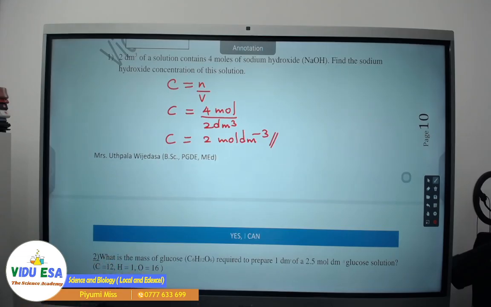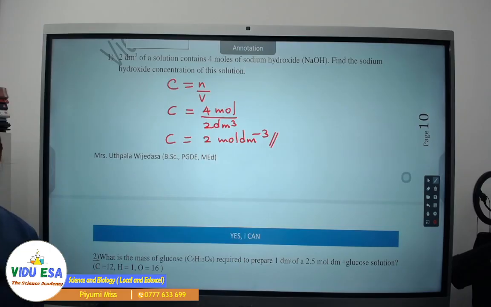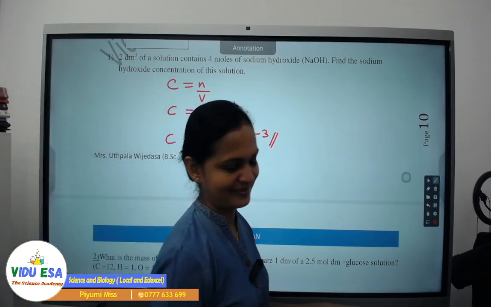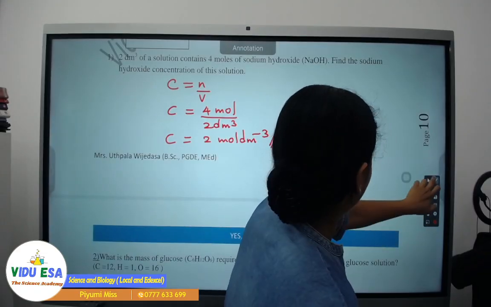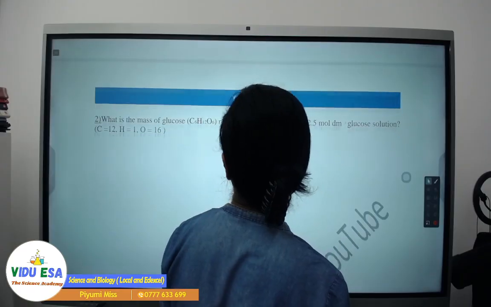Then you are asked something else. You have to think a little. What is the mass of glucose required to prepare 1 cubic decimeter of a 2.5 mole per cubic decimeter glucose solution? Now they are asking what is the mass. Try to work it out.